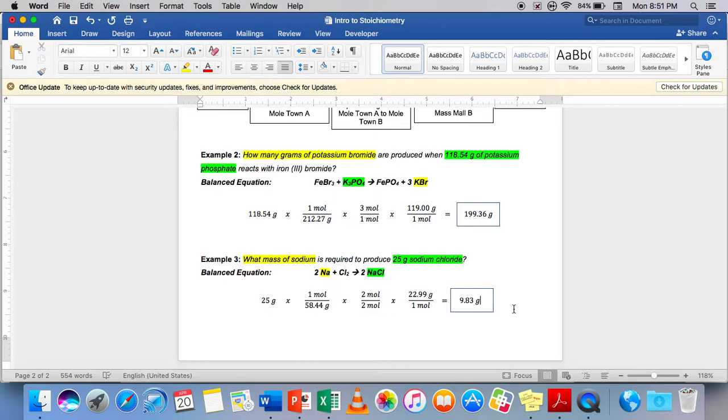So the whole point of stoichiometry is to take 2 chemical substances in a balanced equation and convert from one to the other. And in order to do that, you're going to have to use your mole map.